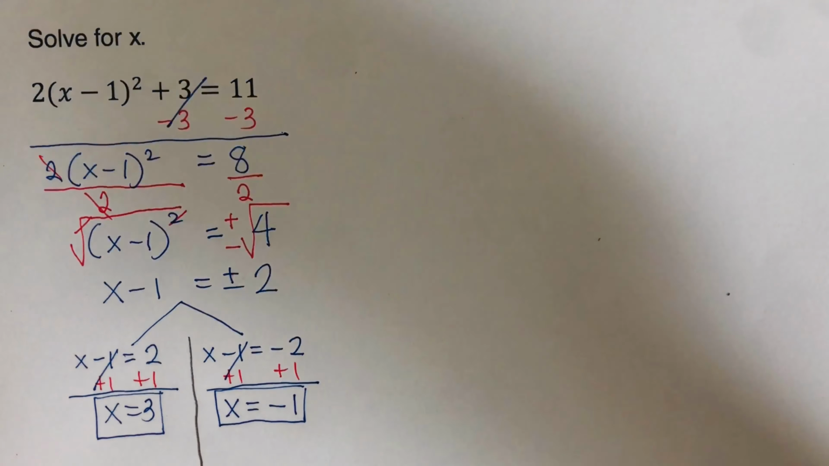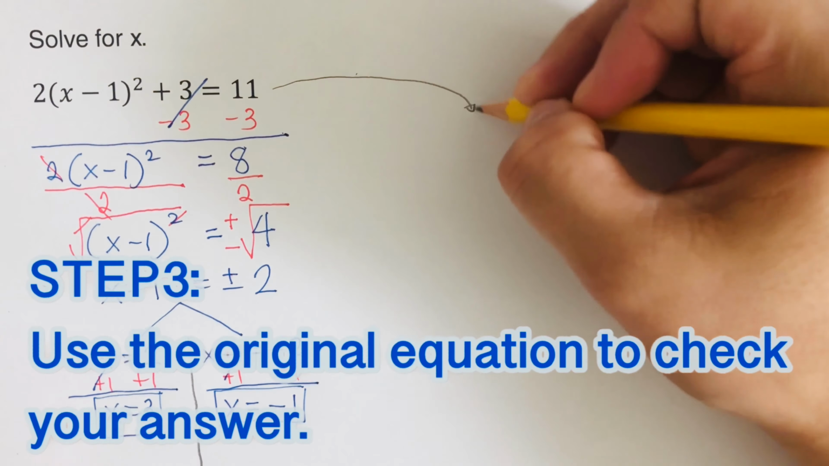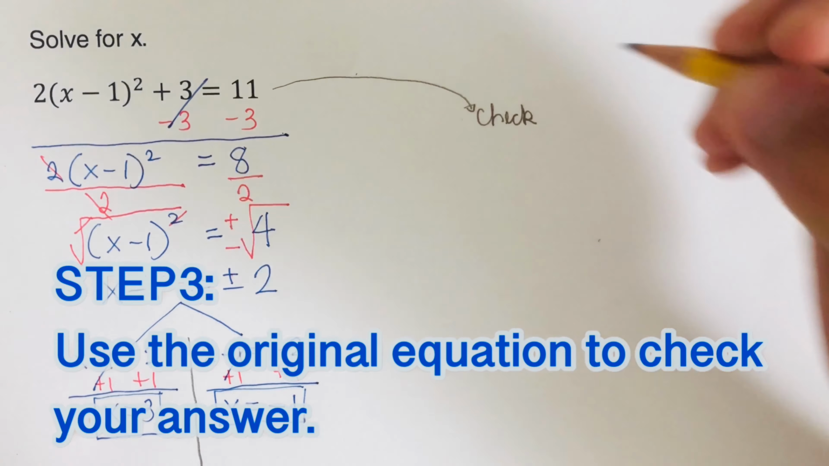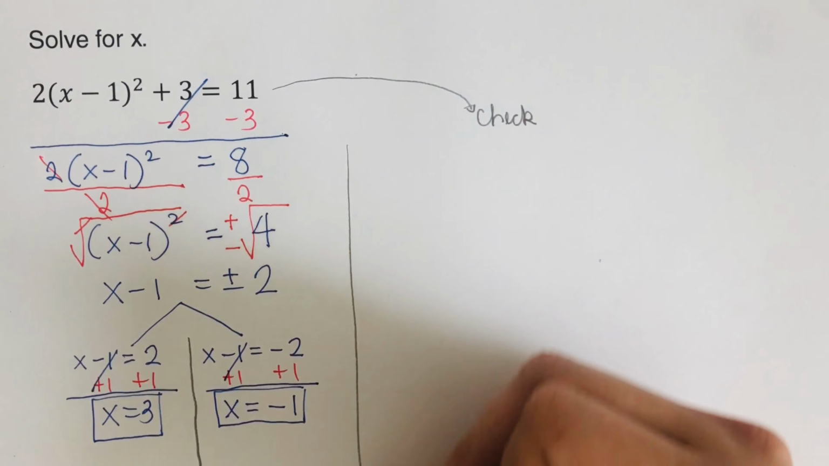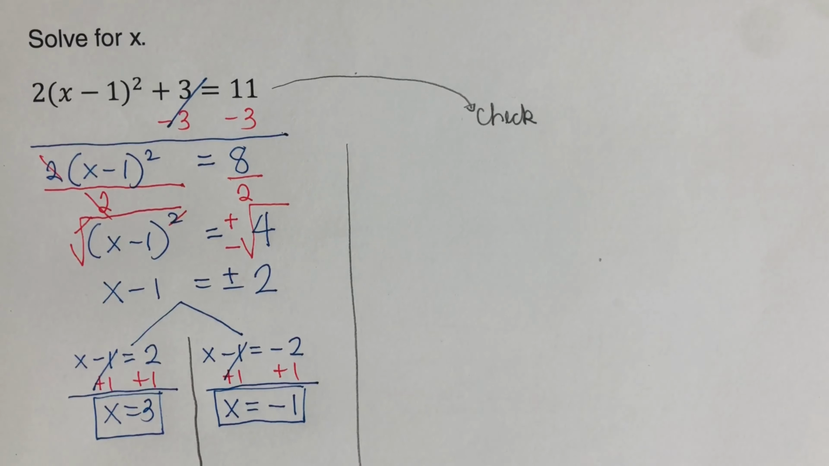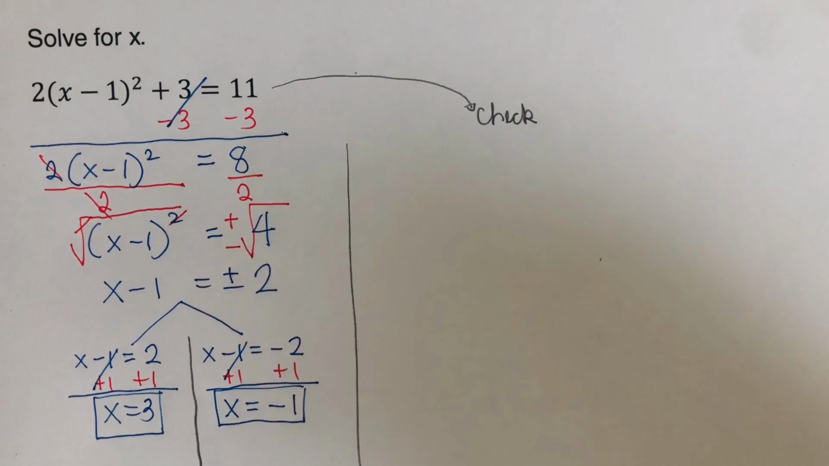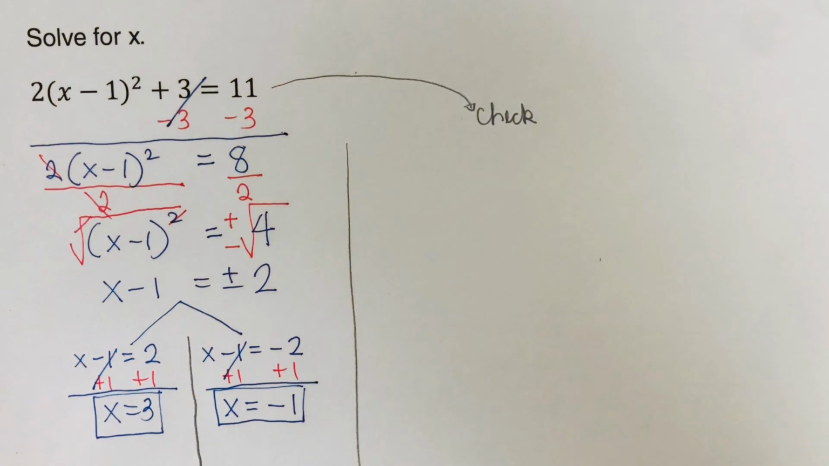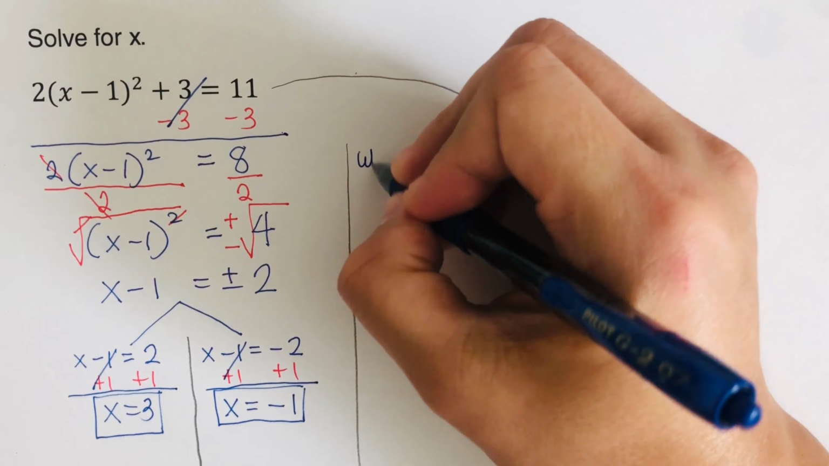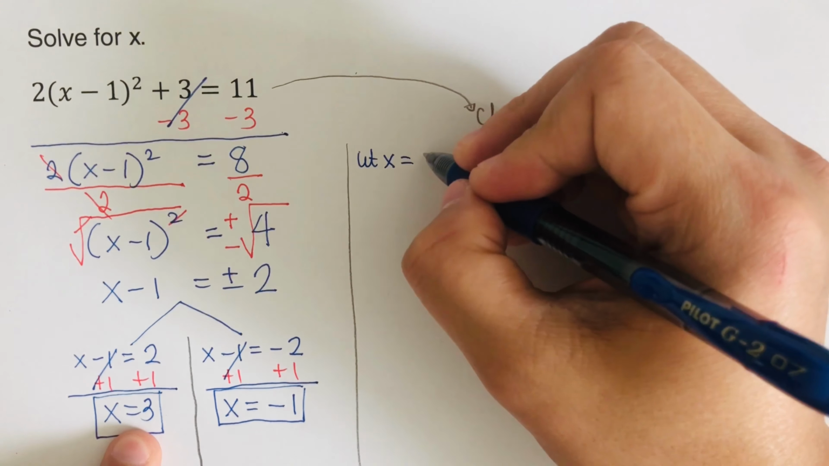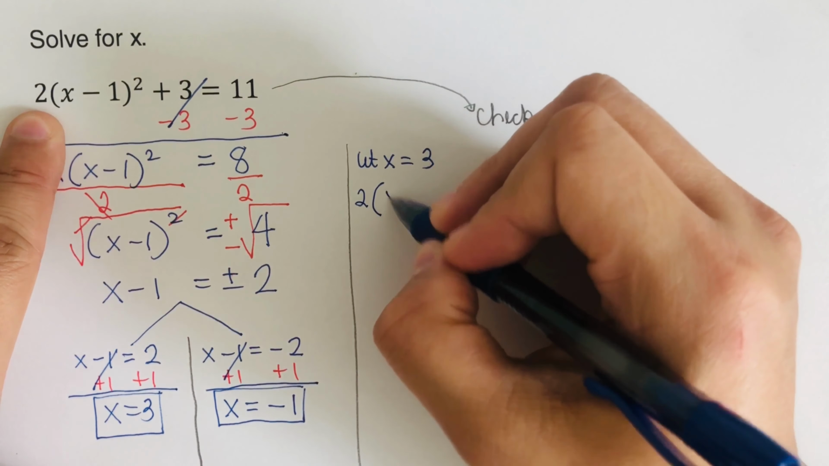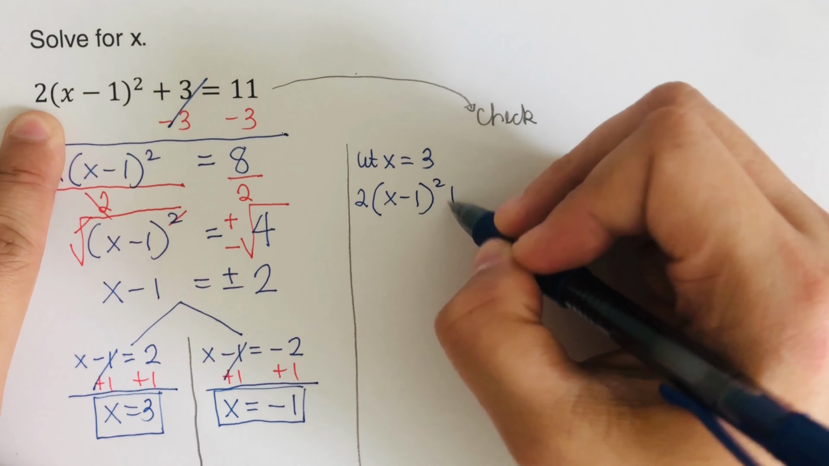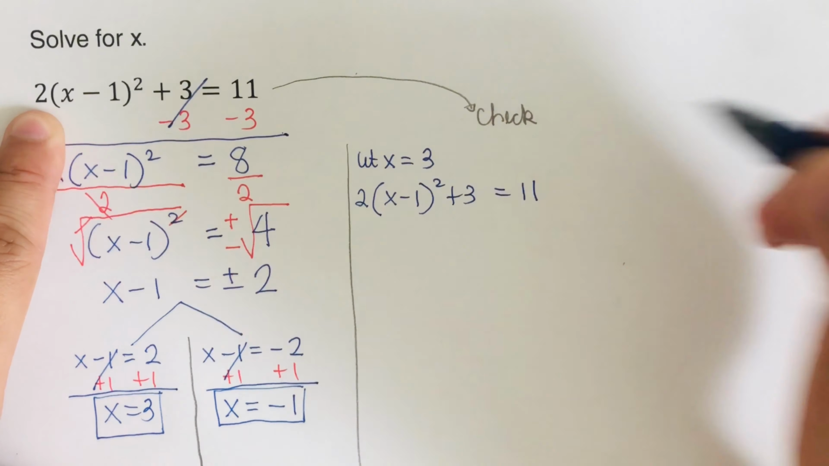Now we are ready to move on to the third step. The third step is to check our values that we got from the second step to see if it works to the equation, because sometimes other answers that we've solved, they don't really work. So we go ahead and check this. We let x is equal to 3, and then we write the original equation right here, 2 parentheses x minus 1 squared plus 3 equals 11.